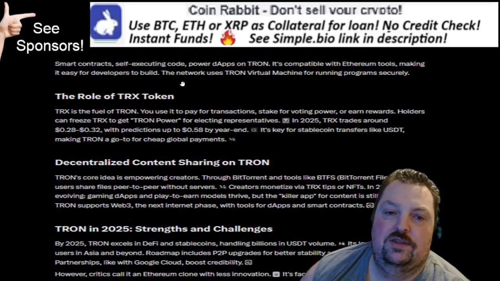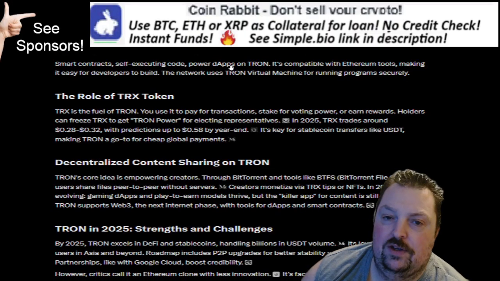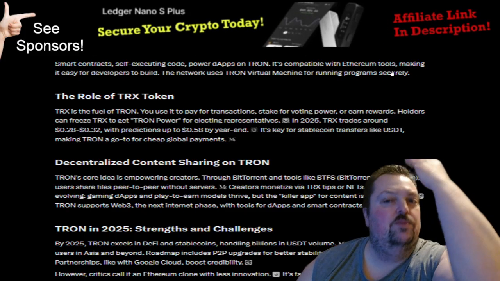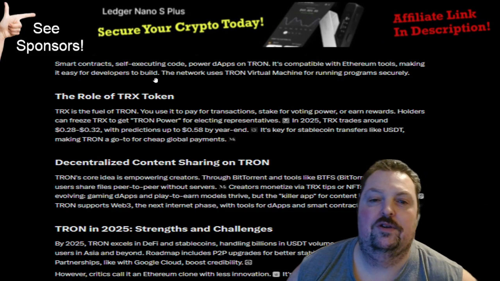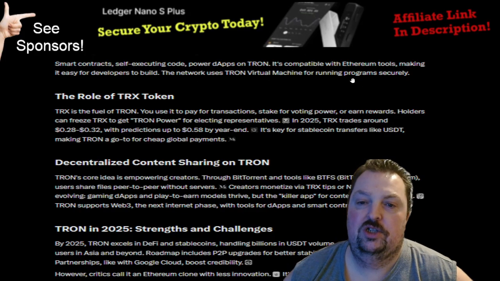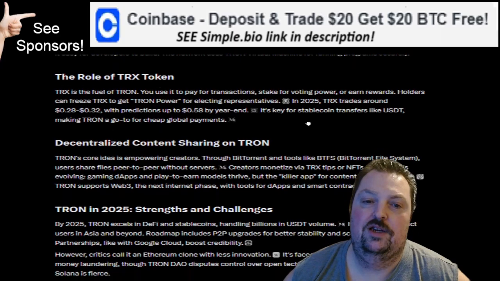Smart contracts, self-executing code, power dApps on TRON. It's compatible with Ethereum tools, making it easy for developers to build. The network uses TRON Virtual Machine for running programs securely.